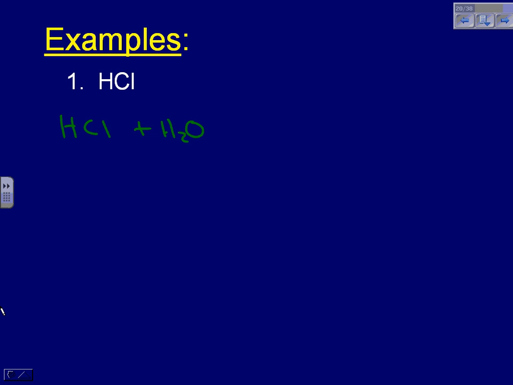Well, we already know that HCl is what? How would you classify it in terms of its acid-base properties? What is HCl? Yep, it's an acid. It's hydrochloric acid, so it's an acid, obviously. So this is the acid.